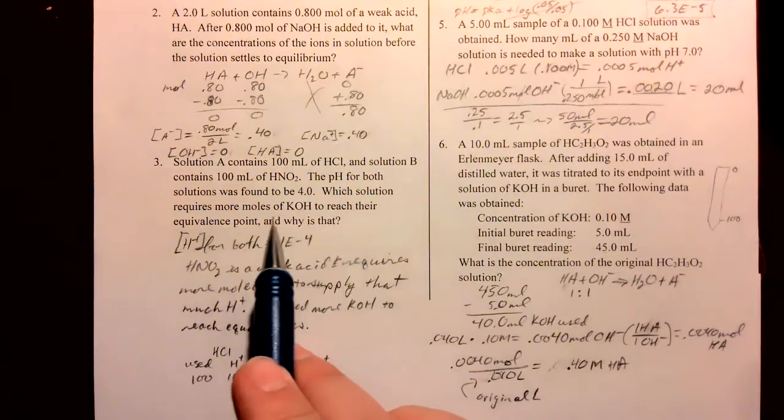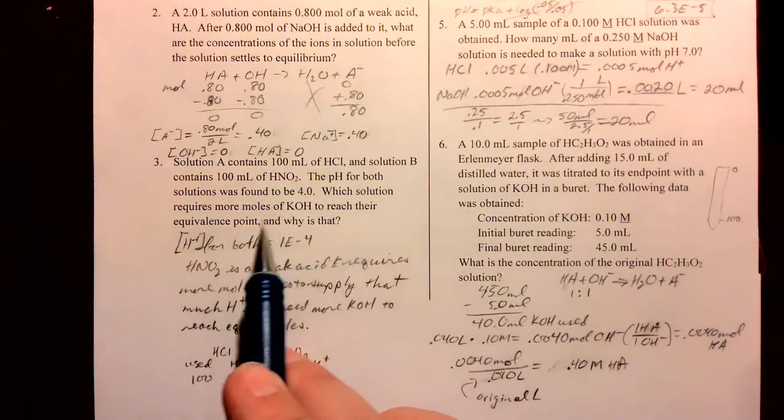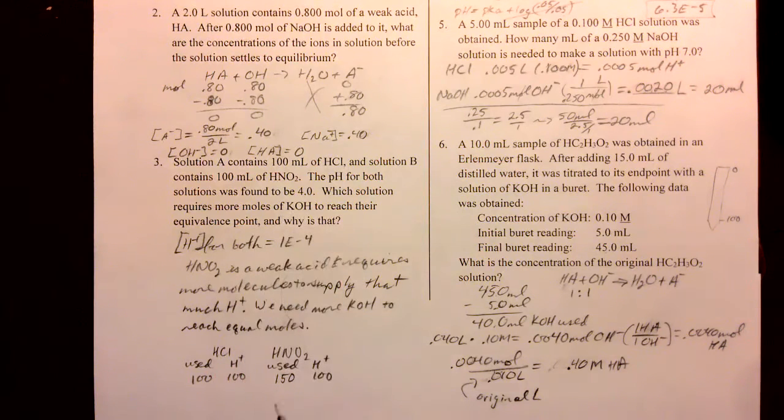So which solution requires more moles of KOH to reach the equivalence point, and why is that? You have to use more on the weak acid because there's more H+ to grab. There's all the ones it released, and then there are all the ones it didn't release. And the equivalence point is when the OH- ions have reacted with all of them. And there's more H+ to react with in this case than in this one.